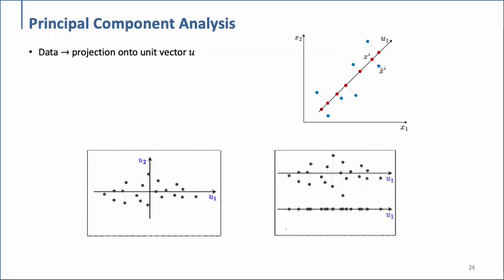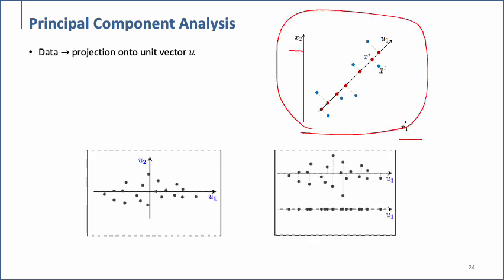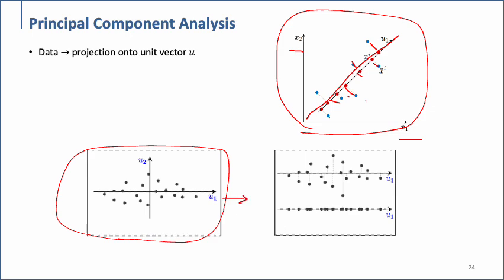In a graphical representation, this can be understood like this. From the original axes x1 and x2, you can find the principal axis u1, and by projecting the original data onto the u axis, you find the projection onto the unit vector u axis. Then, by removing the u2 axis, you can reduce the dimensionality.